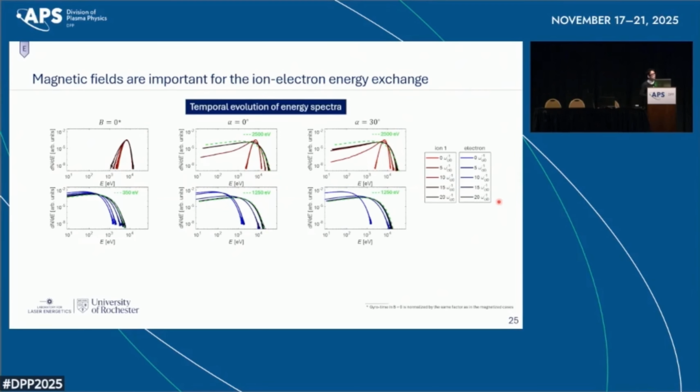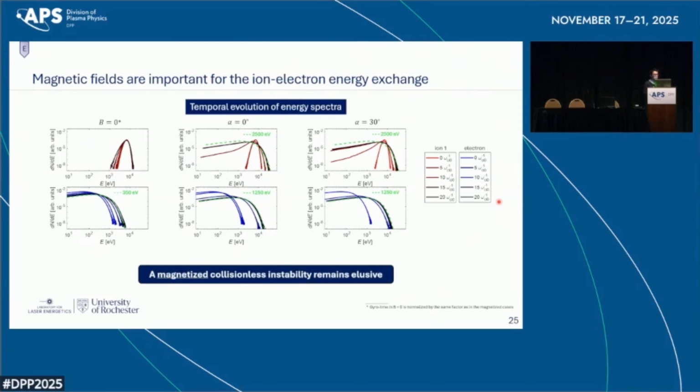Now, if we tilt the B field angle a little bit to 30 degrees, we have something like this. We have a similar final state, but the different colors here indicate different times. From here, you can see that at 30 degrees, things can happen faster. So now we can say this energy exchange mechanism is magnetized. We do need a magnetic field to make it happen.